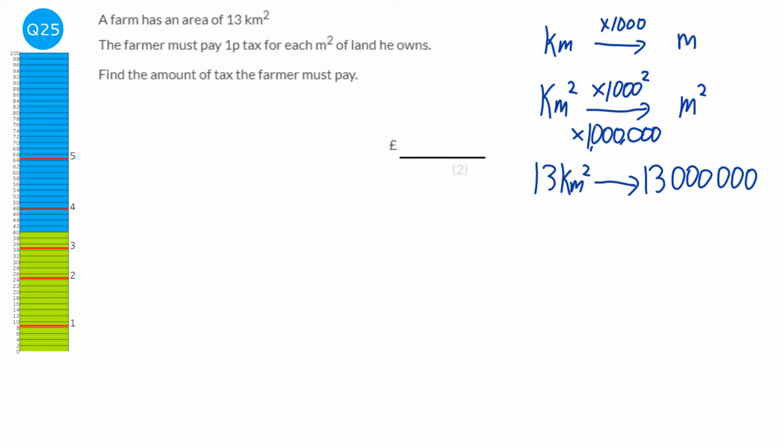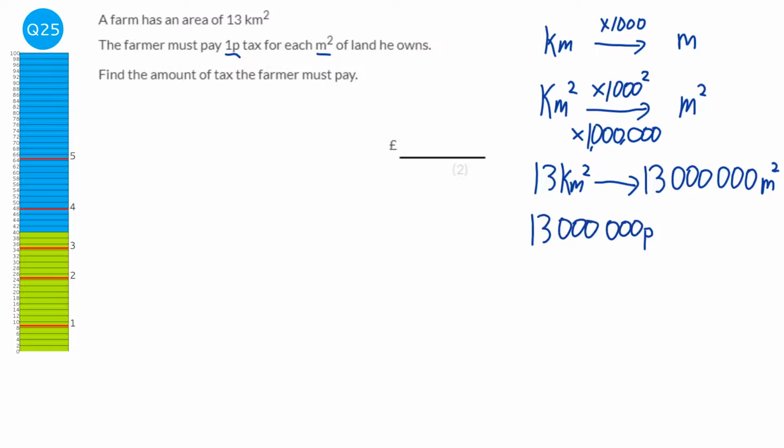Now, it says here the farmer must pay 1 pence tax for every metre squared. So this is going to be 13 million metres squared. And so that's going to cost him or her 13 million pence.